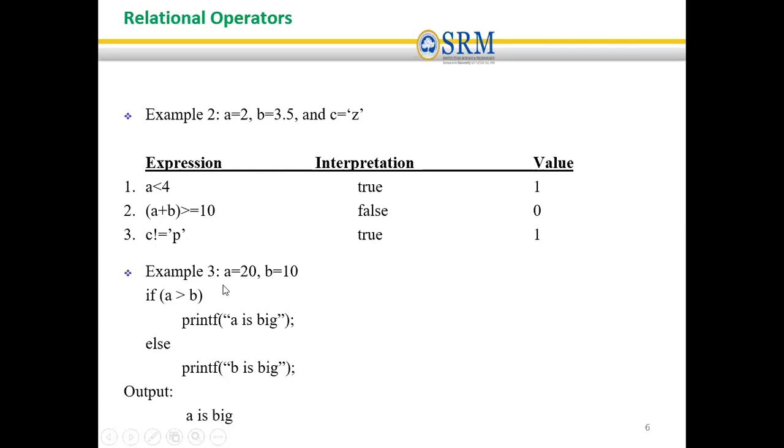So if we go to the third example with a equal to 20, b equal to 10, these values are used in an if statement. If a is greater than b, then print a is big, else print b is big. Here a is 20, b is 10, so 20 is greater than 10 is true, so it will print a is big.